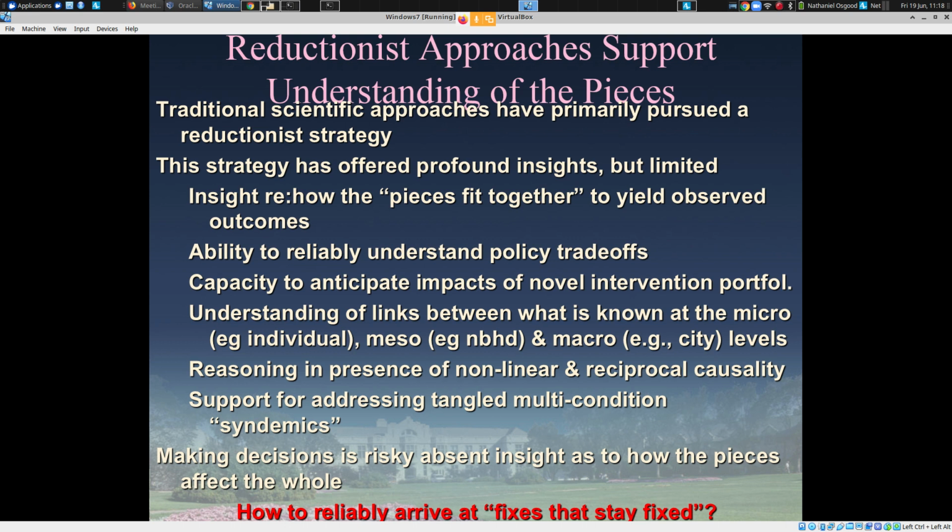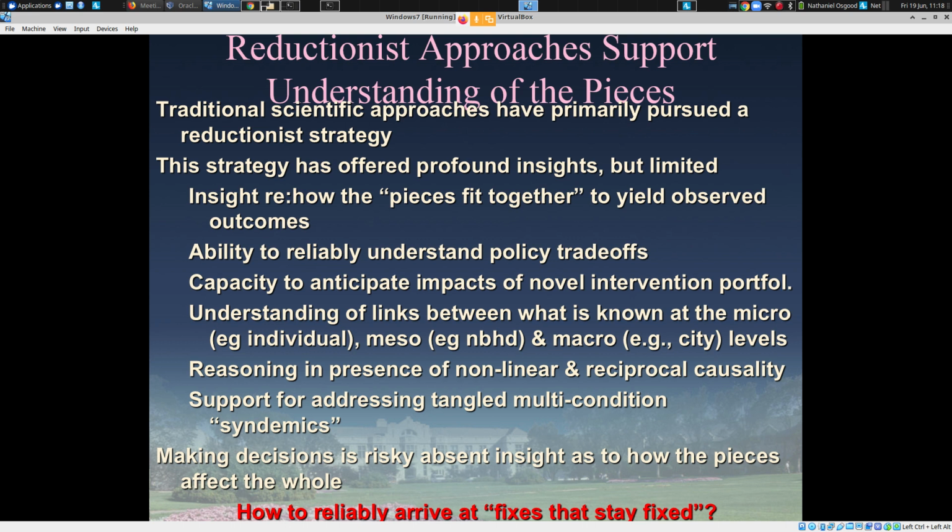And this is a reflection in large part because traditional techniques have pursued strategies that are fundamentally reductionist. They take pieces apart and they seek to understand the whole by understanding the pieces. But when we're dealing with complex systems, which I defined early on in this talk as systems where the whole is different than the sum of the parts.